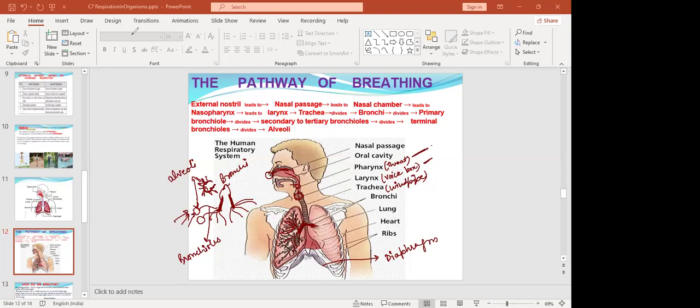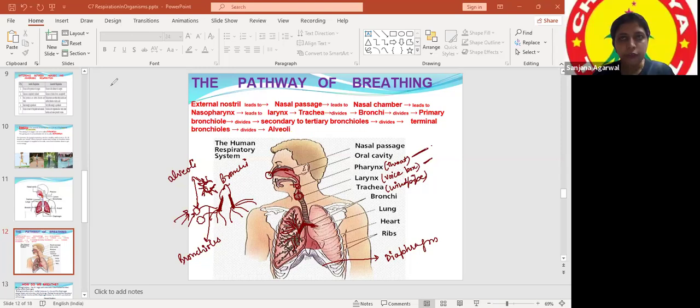Ma'am, can you repeat alveoli once again? Alveoli are the part where the lungs and blood exchange oxygen and carbon dioxide during the process of breathing in and breathing out.